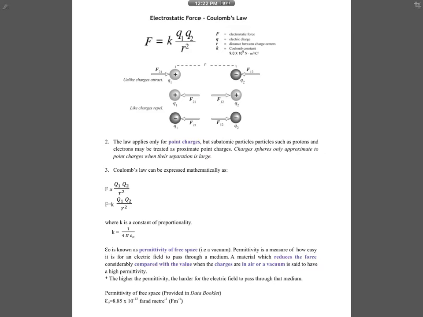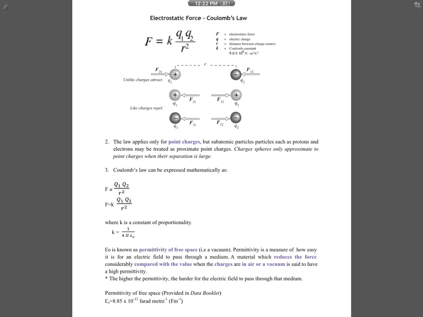I'll give you an example. What do you think is easier to pass through, air or vacuum? Vacuum is easier, right? So in air, the permittivity is slightly bigger because it's slightly harder to pass through. For example, the permittivity of air is about 1.00005 times the permittivity of vacuum. It's slightly bigger, so you can treat it to be the same. And what about water? In water, the permittivity is 80 times the permittivity of vacuum. That means it's 80 times harder to pass through, and the force will be 80 times weaker.